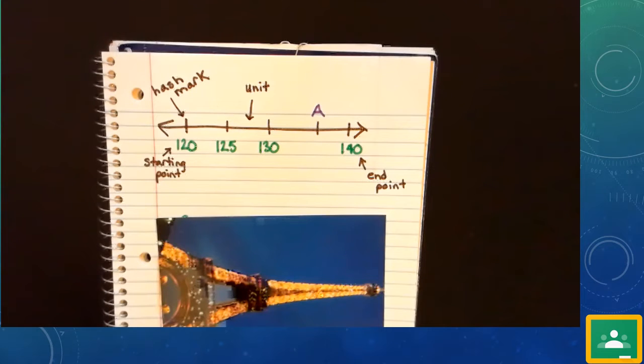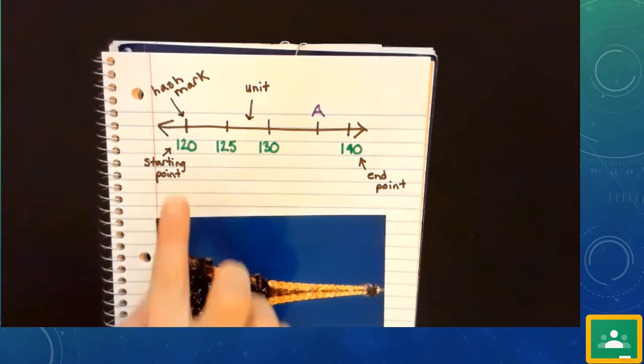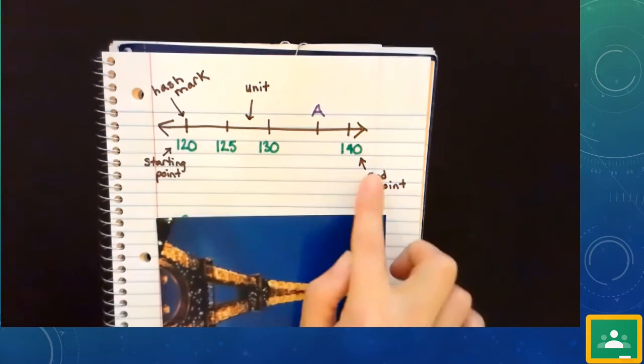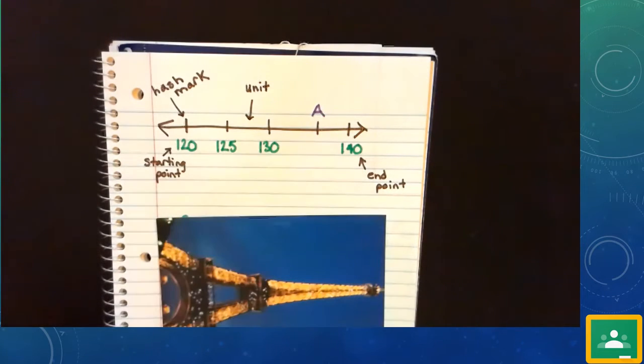So all number lines are made up of a straight line with two arrows at the end. These arrows are just showing us that this number line does go on, but we have zoomed in on this part of the number line, okay? So we're looking at 120 all the way to 140, just that part of the number line.